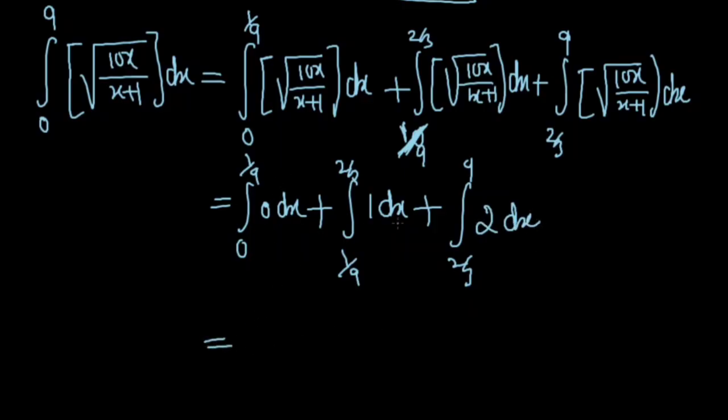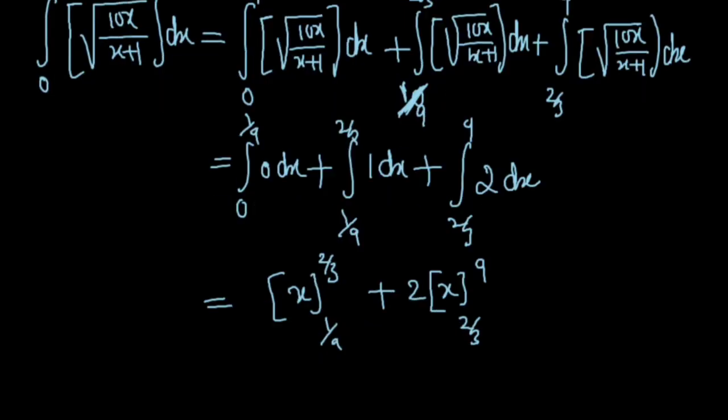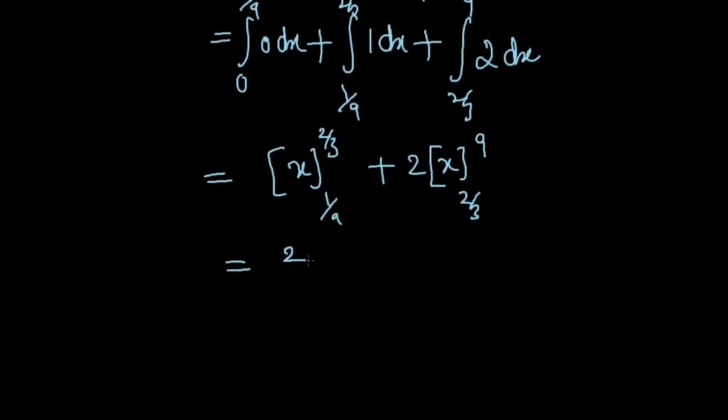This result is 0, therefore the integration of 1 is x, from 1 by 9 to 2 by 3, plus the integration of 2 is 2x, from 2 by 3 to 9. Now we will apply the limits. Upper limit 2 by 3 minus lower limit 1 by 9, plus 2 into upper limit 9 minus lower limit 2 by 3.